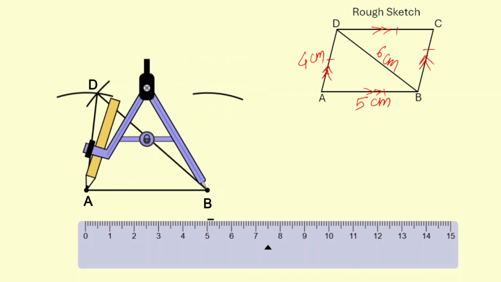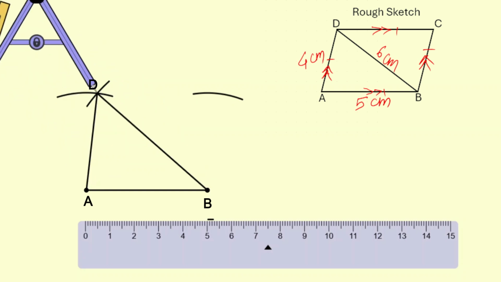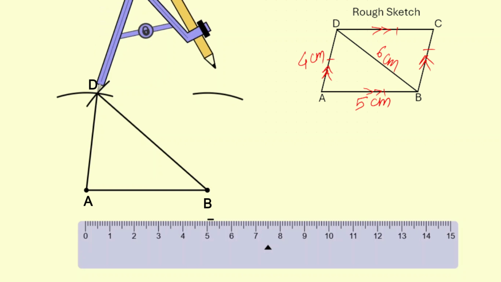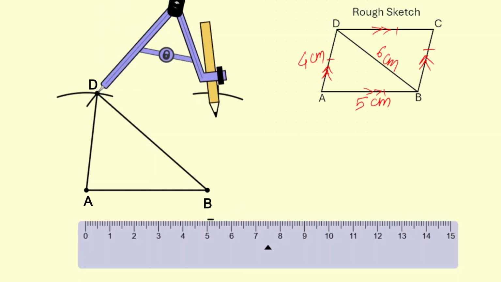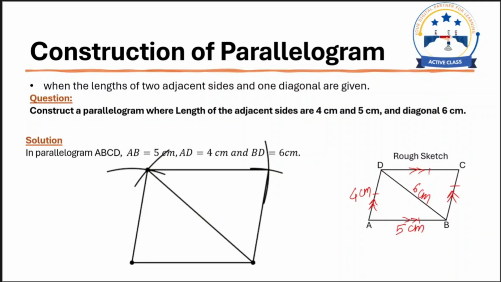In order to get point C, now I need to make an arc of radius 5 centimeters, which is equal to the length of line segment CD. Now I'll put my compass at point D and cut the arc. See, this is point C. Let me join these all. My parallelogram is ready. Children, this is what our parallelogram looks like.